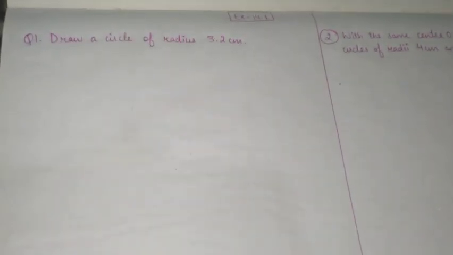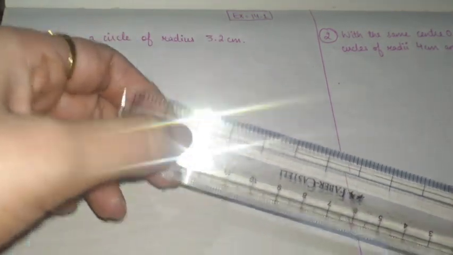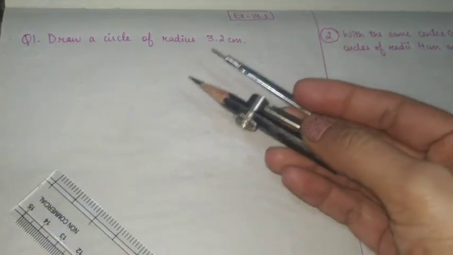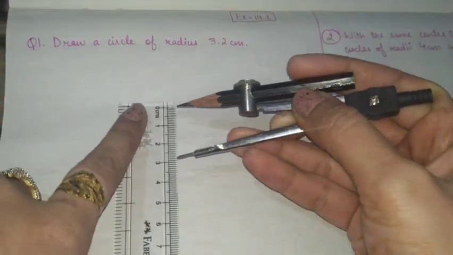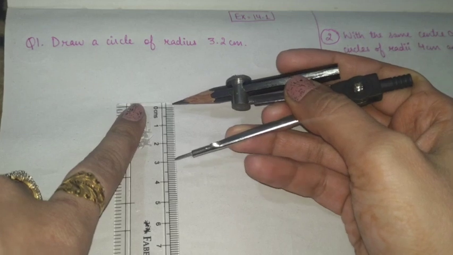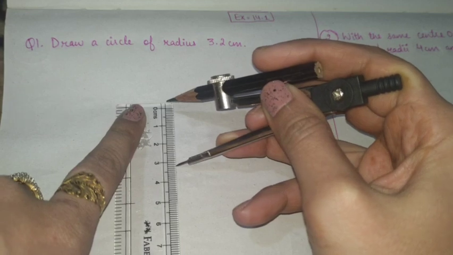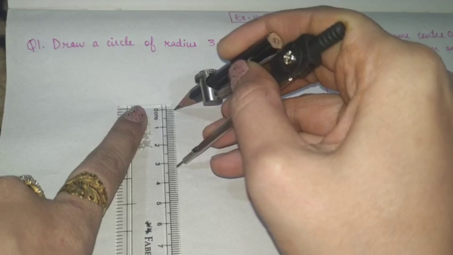Question 1, that is draw a circle of radius 3.2 centimeter. For that you will be requiring one ruler and a compass. Since the circle that you need to draw is of radius 3.2 centimeter, you need to open your compass till 3.2 centimeter. Like you'll keep your pointer at 3.2 centimeters and pull your pencil till 0.